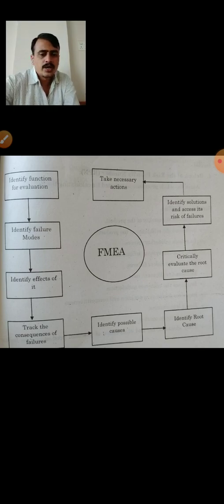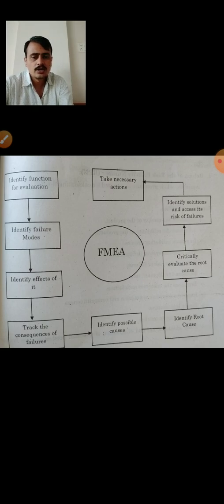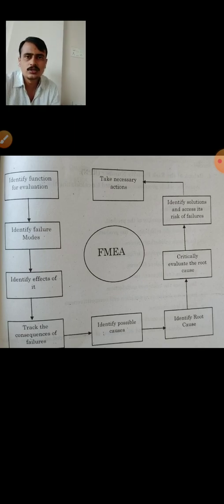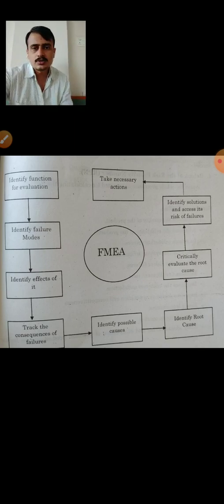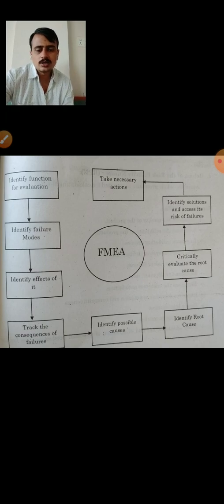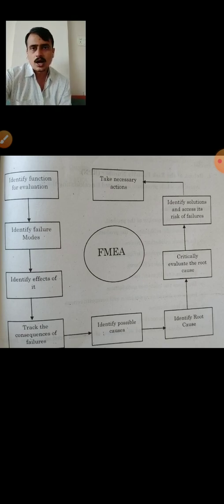Then the main four stages of FMEA. First, identify the possible failures. That is the first step. Second step is risk qualification. Third step is corrective action on causes of high risk. And fourth is the risk priority number, that means RPN. These are the main four basic steps of FMEA.